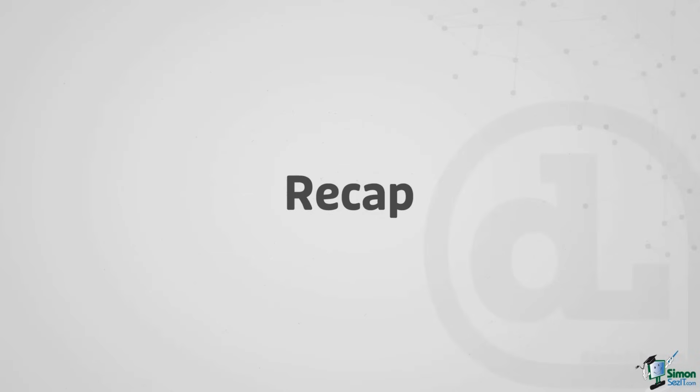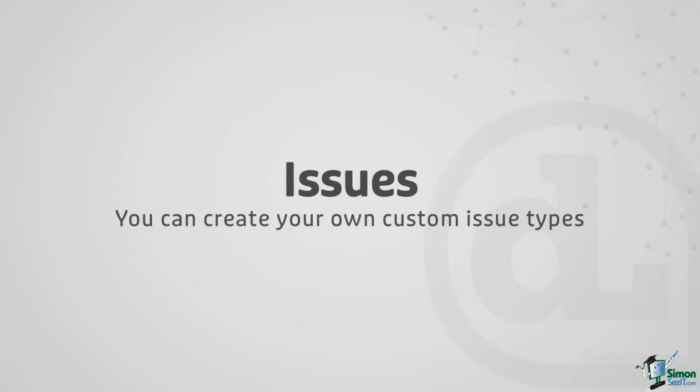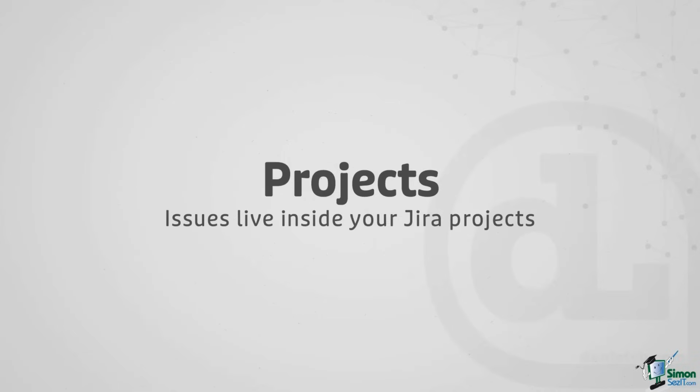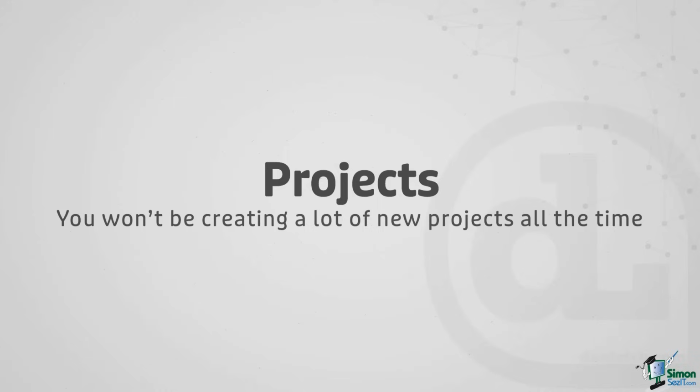Okay, so to recap, as we learned, issues are things like stories, epics, bugs. Those are types of issues in Jira. And of course, you can create your own custom issue types as well if you want to add to the built-in, pre-built ones that come with Jira. And issues hold the fields that contain your data. Now, projects are where the issues live inside of Jira. And you're not necessarily going to be creating a bunch of projects all the time.